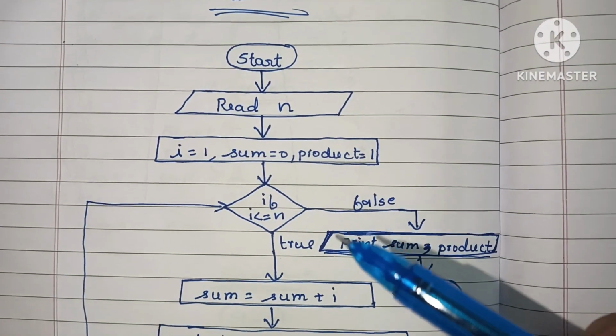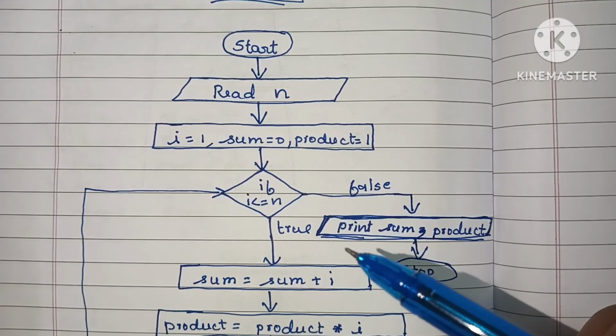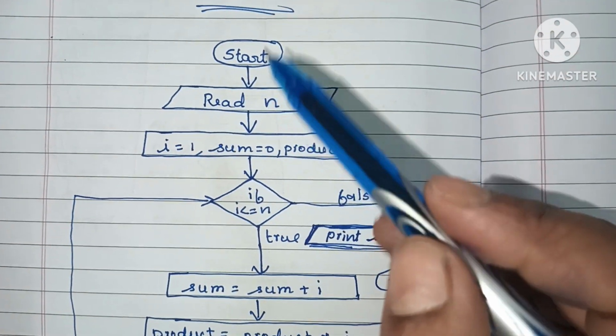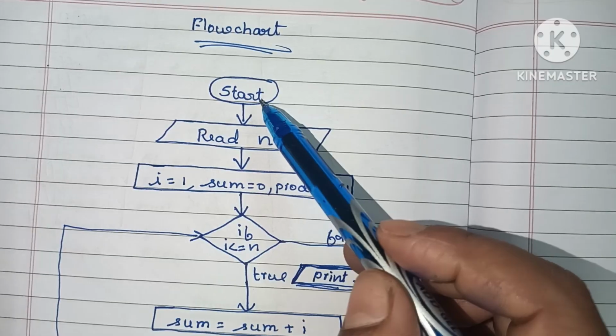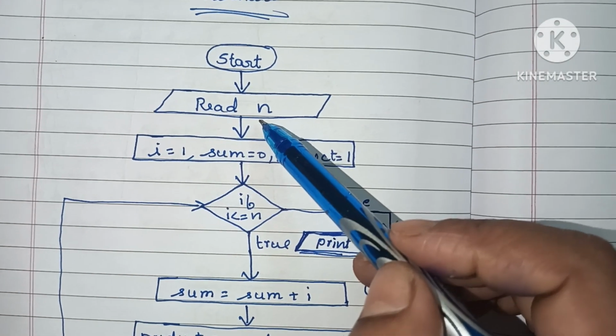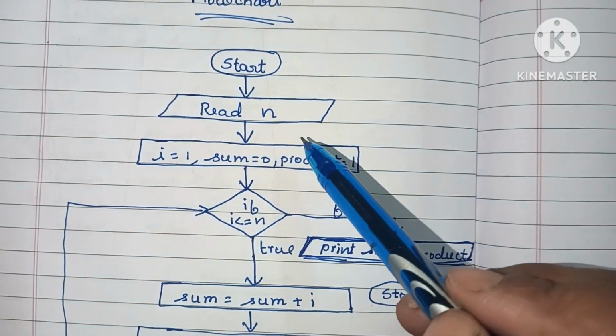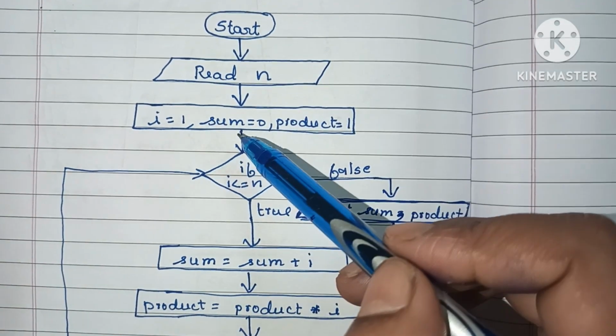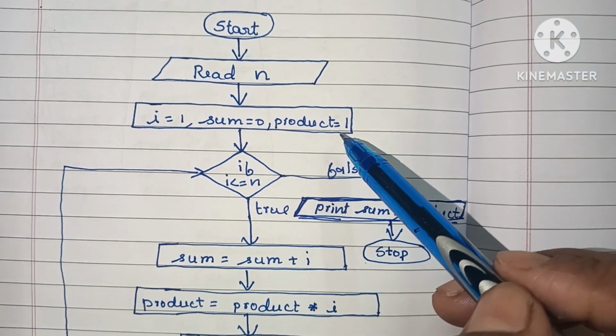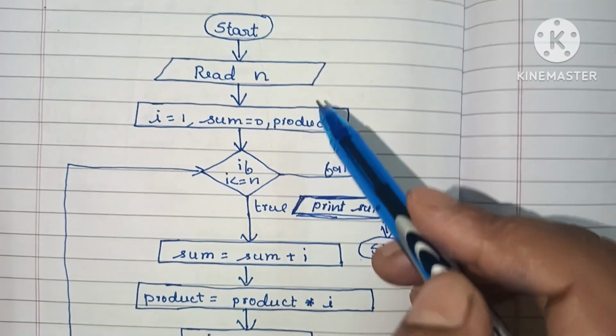So guys, this is the flowchart to find the sum and product of the first n natural numbers. The flowchart starts from the start statement. It is written within an oval shape. Next we have to read the n value. It is written within a parallelogram shape. Next we have to declare the values i is equal to 1, sum is equal to 0, product is equal to 1. It is written within a rectangular shape.